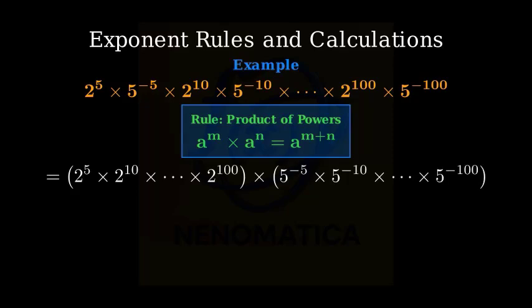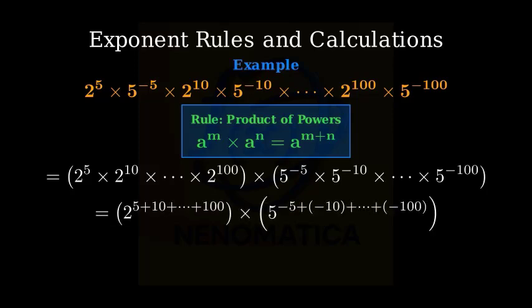This allows us to use the product rule of exponents. Now, we'll apply the product rule of exponents to each group. When we multiply powers with the same base, we add the exponents. Let's calculate the sum of the exponents. The powers of 2 follow the pattern: 5, 10, 15, and so on, up to 100. This is an arithmetic sequence with first term 5, last term 100, and common difference 5.